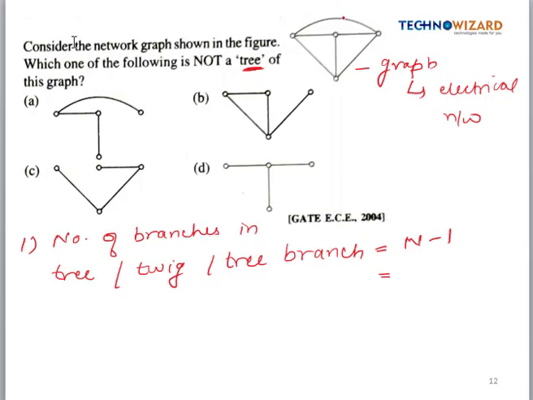In this graph the number of nodes is 1, 2, 3 and 4. So this will be 4 minus 1, which is equal to 3. So we must consider 3 branches from this graph in order to obtain a tree. The next condition for the tree is that they should not form a closed path. No closed loop or path should be formed.